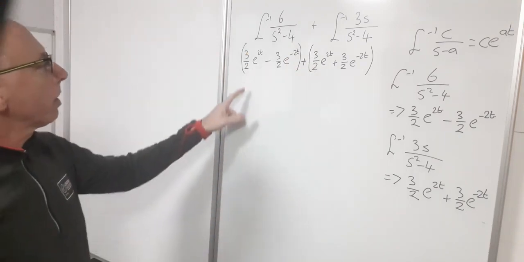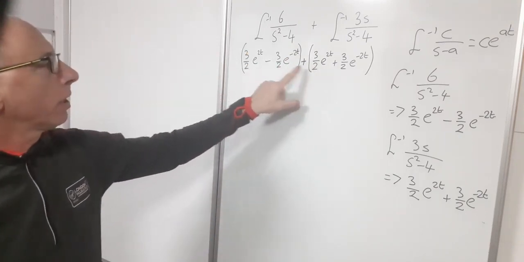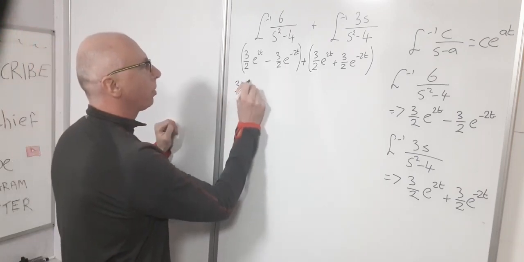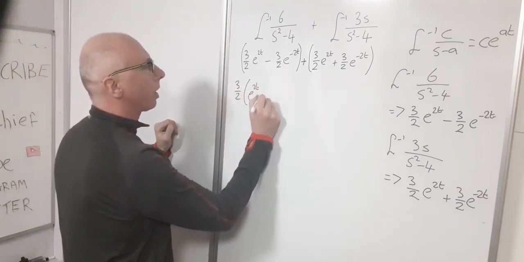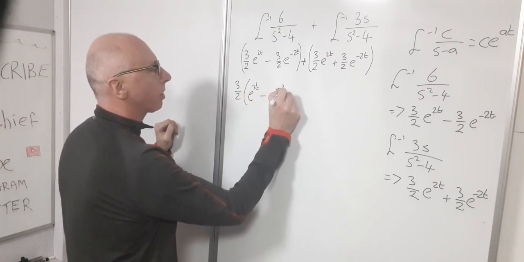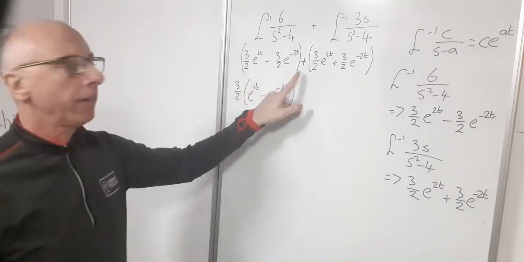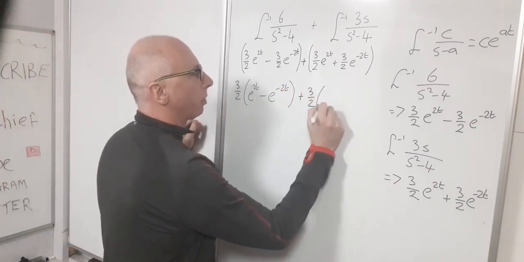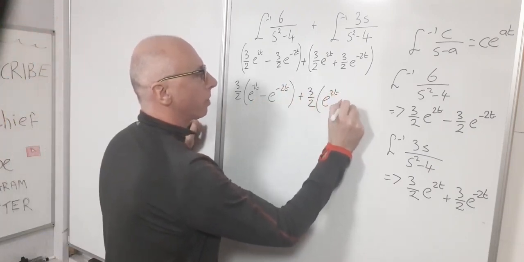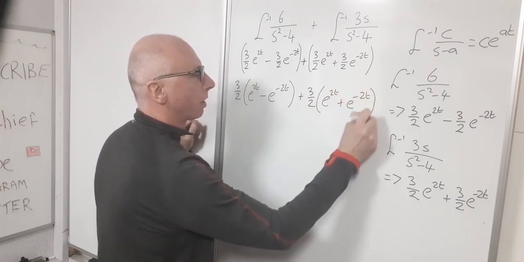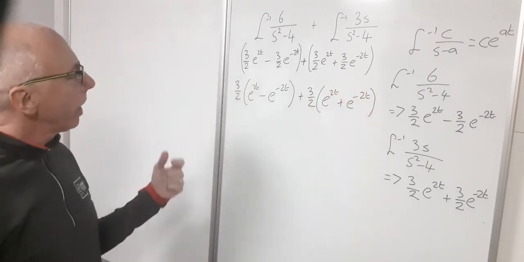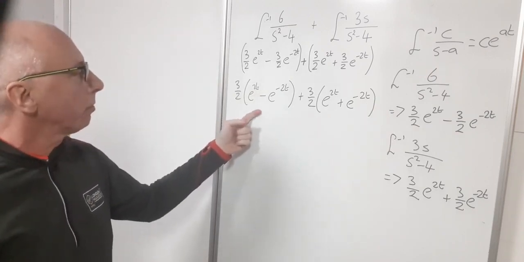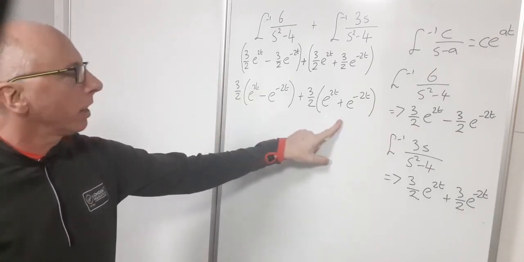And now what I can do is, maybe I'll factor the 3 over 2 out of each of these exponentials. So now I've got 3 over 2 (e to the 2t minus e to the minus 2t). And the same with this side. It's 3 over 2 (e to the 2t plus e to the minus 2t). Okay, so now that I've done that, I can see here I'm almost at my exponential identity for my sinh and my cosh.